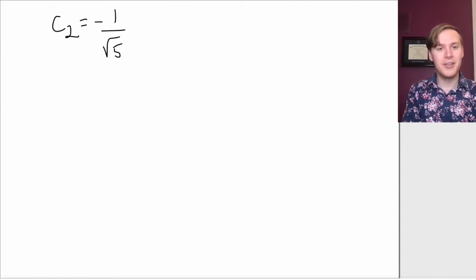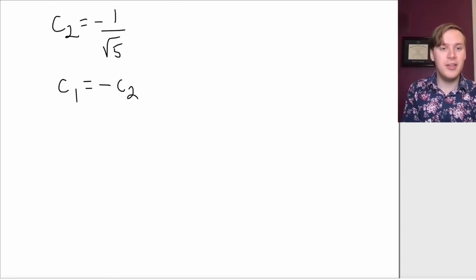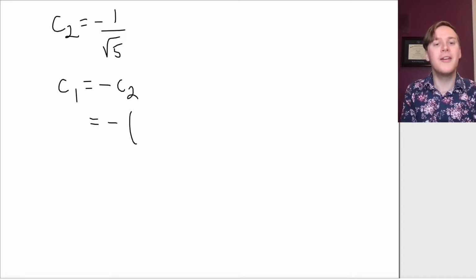So we know that C2 is negative 1 over square root of 5. C1 is going to be negative C2. And then C1 is negative of negative 1 over square root of 5, which is just 1 over square root of 5.